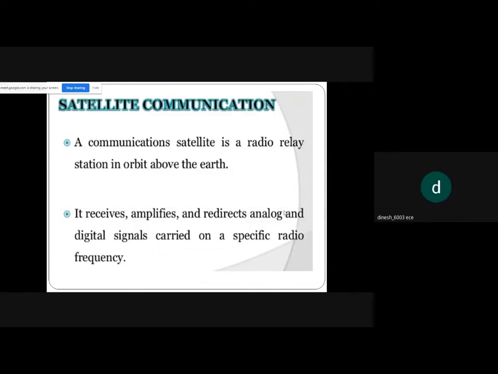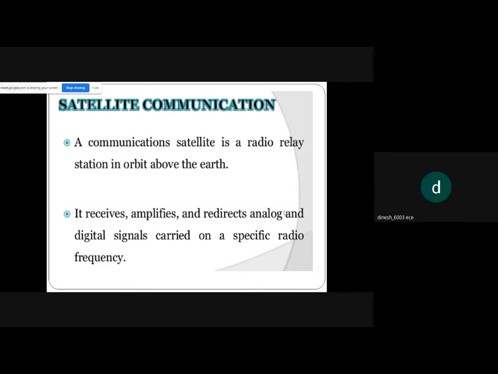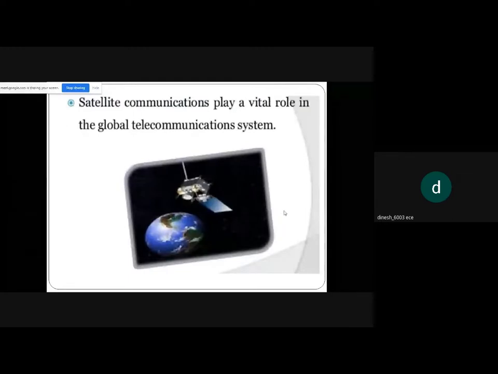So what does satellite communication do? A communications satellite is a radio relay station in orbit above the Earth. It receives, amplifies, and redirects analog and digital signals, which are carried on a specific radio frequency. This satellite communication plays a vital role in the global telecommunication system.